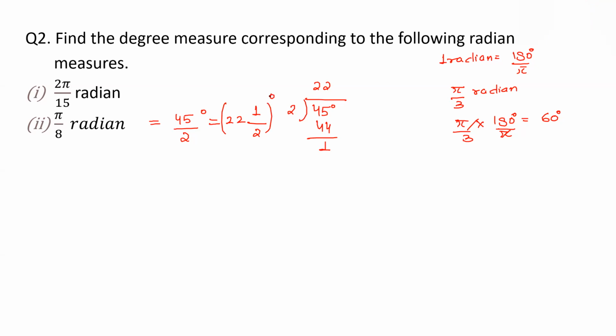Okay. So what you need to do, convert this into a mixed fraction. Then this integral part, separate this. Write this as 22 degree. And this is the fractional part.